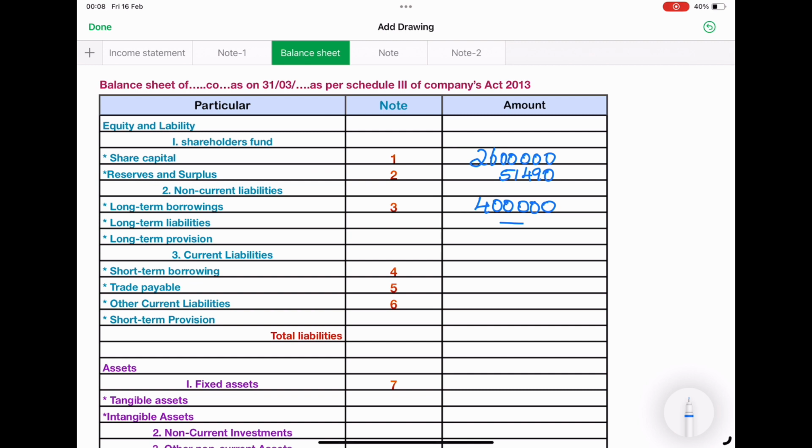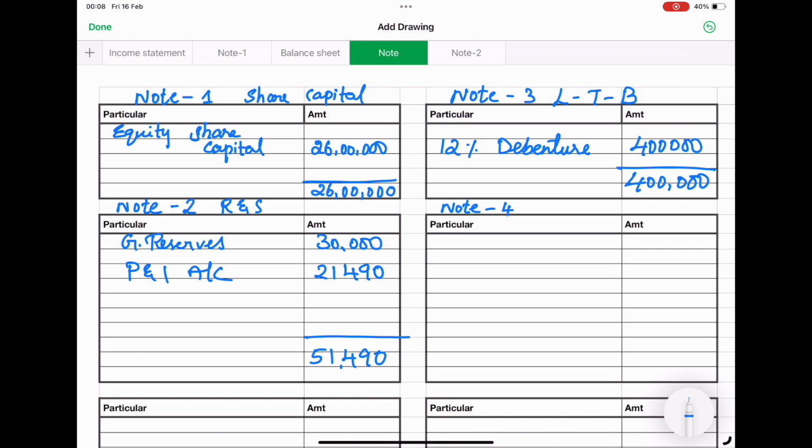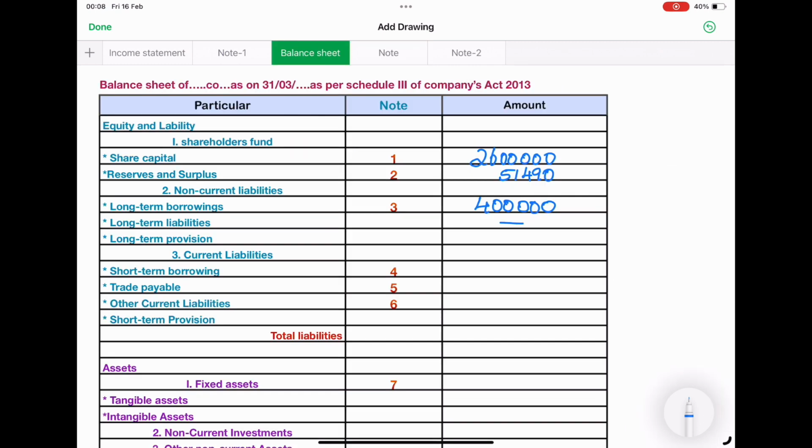We'll cross-check with the question paper. We have to do this simultaneously, guys. We should not do all the notes and then move on to the balance sheet. We'll miss things here and there. So try to solve a few, or 3-4 notes, and write these balances in the balance sheet or income statement respectively. Then cross check with the particular format, shareholders, reserves and surplus, and verify all the items.